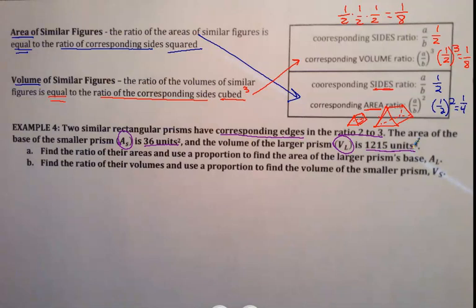Whew. So A, I should have spread these out so we could do each of them separately. Find the ratio of their areas and use a proportion to find the area of the larger prism's base, A sub L. Let's just start there and do A. We'll get to B in a minute. So it says find the ratio of their areas and use a proportion to find the area of the larger prism's base. So first part, find the ratio of their areas.